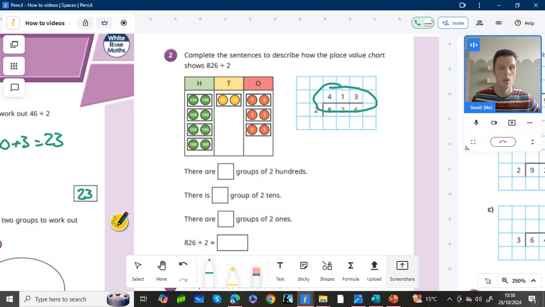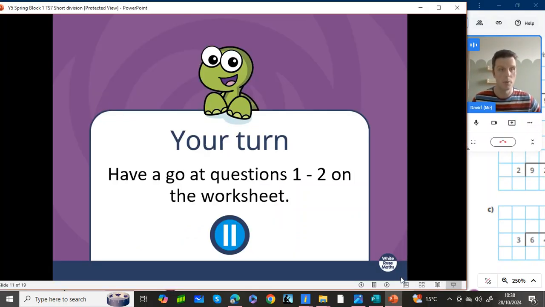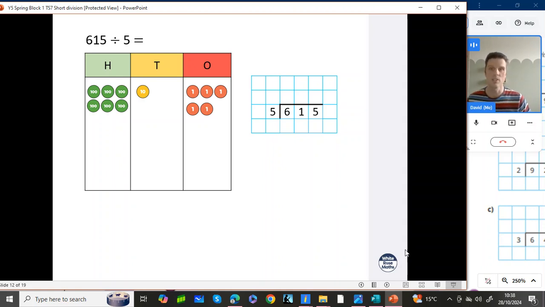Okay, so moving on back onto the PowerPoint now. So 615 divided by 5. Now this is where, by using your dots and your circles, it'll really help you. Because then if you're doing the dot, it'll show you the remainders after the last circle, which you then carry forward to the next column.